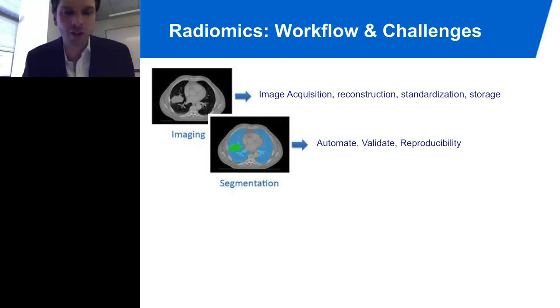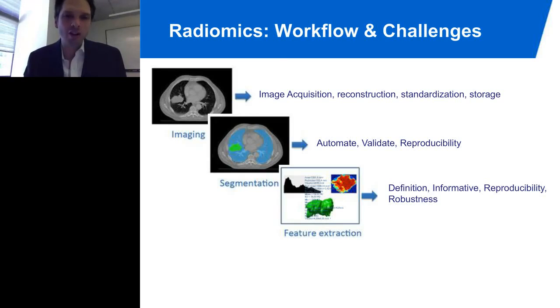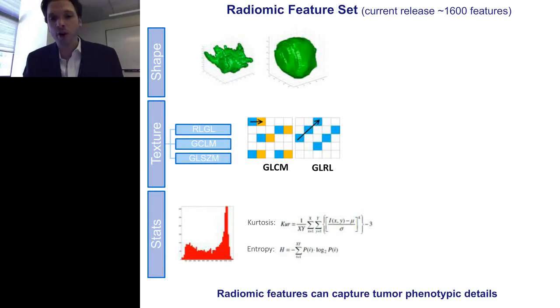All right, so once we have an image and a segmentation, we can extract different features from it. So we have to define features, we have to see which ones are informative, which ones are reproducible, which ones are robust. Our current release accounts for 1,600 different features. And what we do is we quantify various aspects of the phenotype.